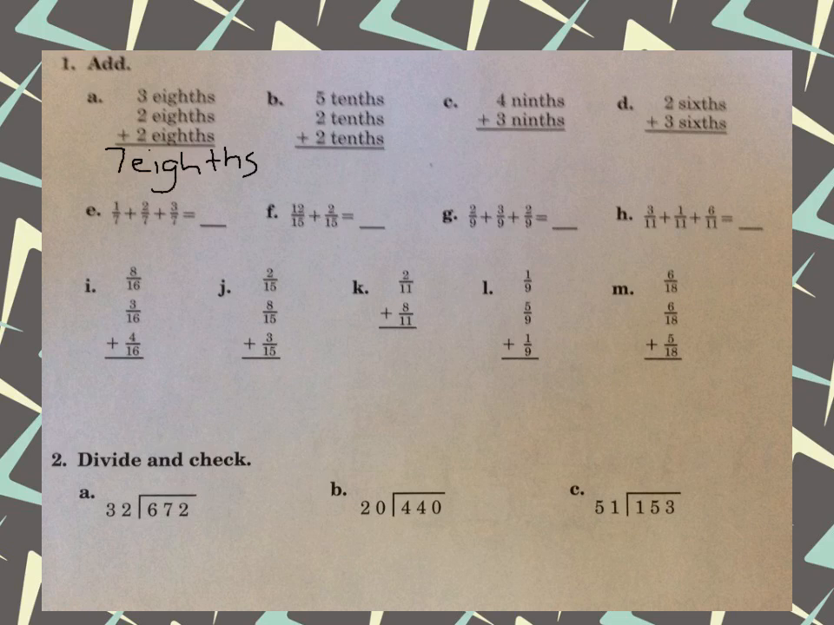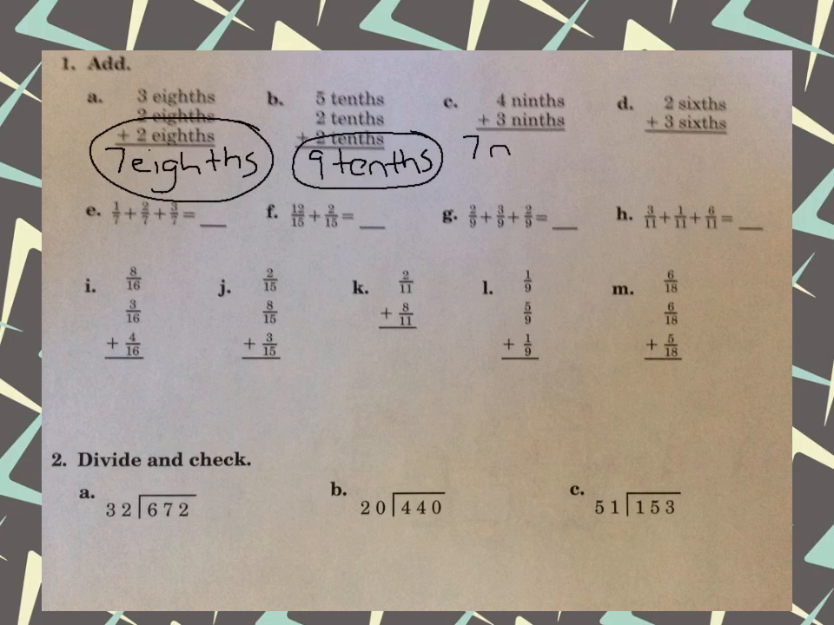Five plus two more would be 9 tenths. Four plus 3 ninths, 7 ninths. And 2 plus 3 would be 5 sixths.